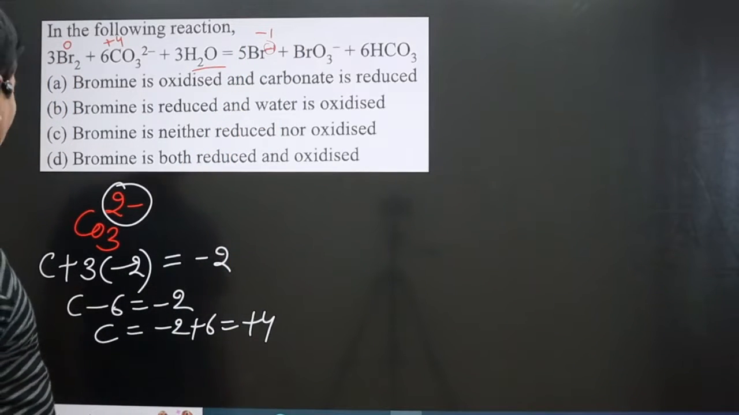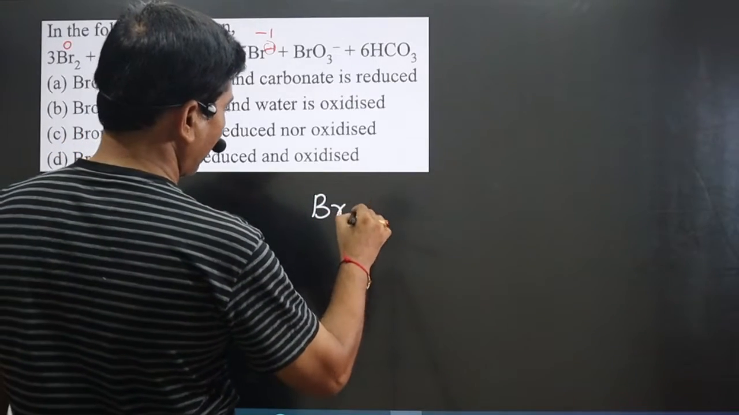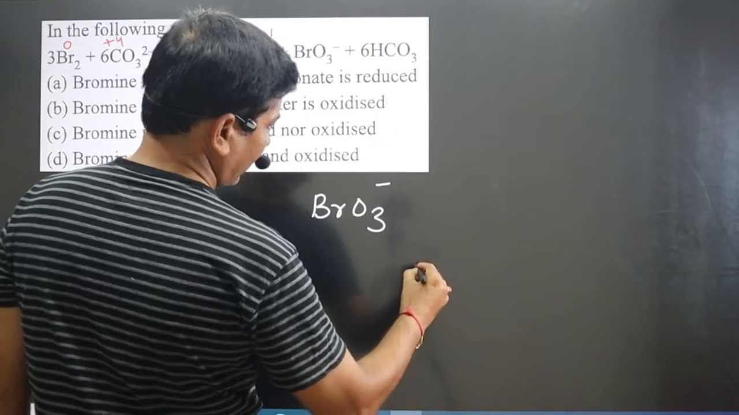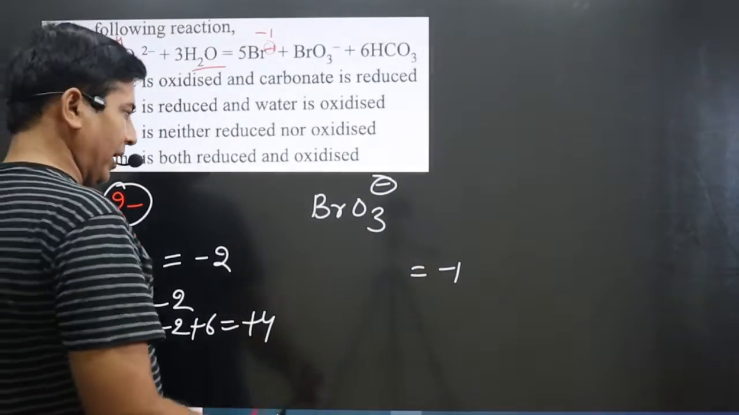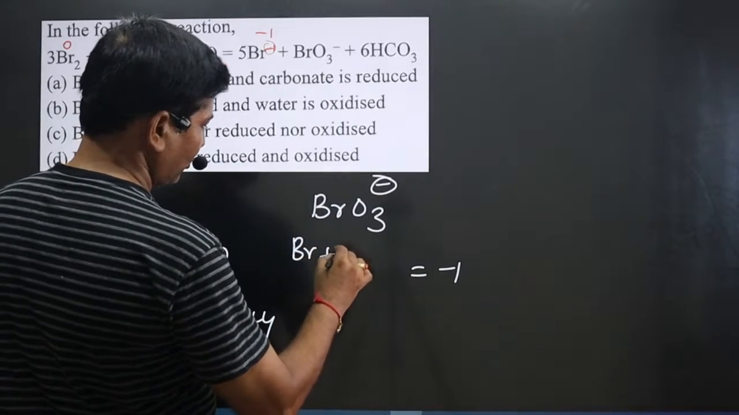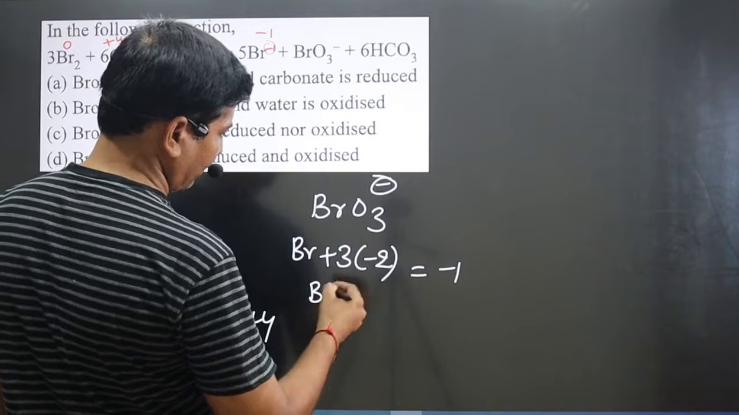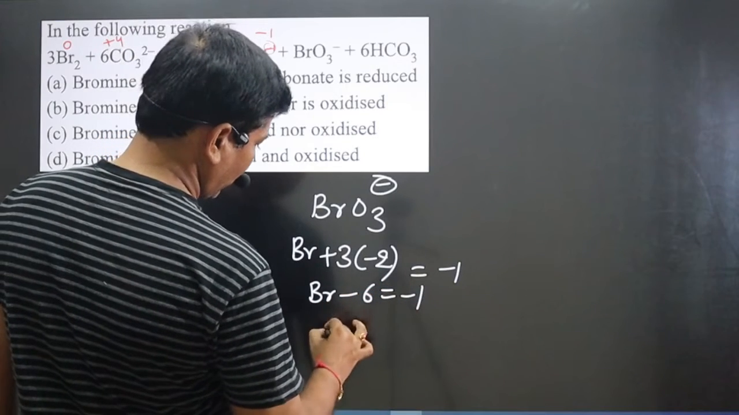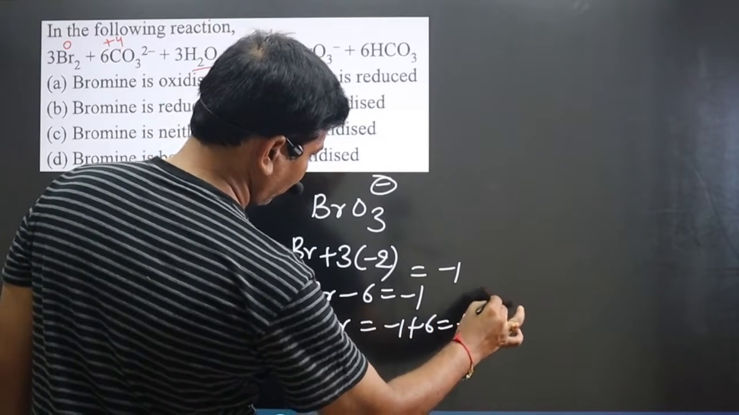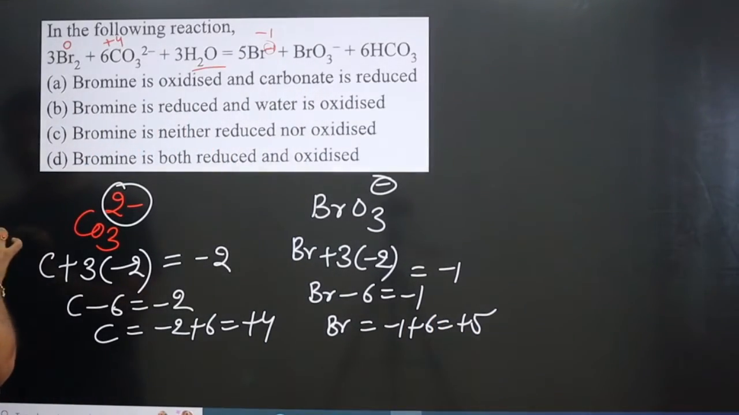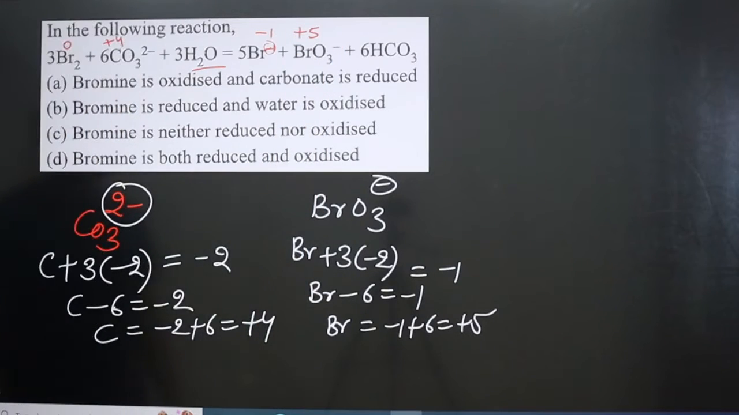Next we have BrO3 minus. We can calculate the Br oxidation number. BrO3 minus is equal to minus 1. Whatever the charge is there, we write it as the sum. Br plus 3, each oxygen being minus 2, so Br minus 6 is equal to minus 1. Then Br is equal to minus 1 plus 6, which is plus 5. So bromine is present in plus 5 oxidation number.